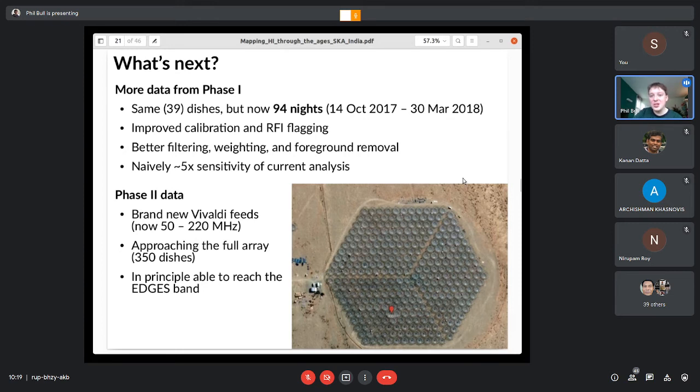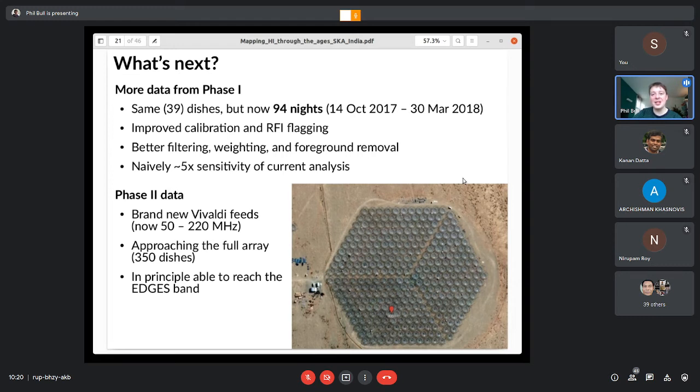And so you can see each dish here, and they're all hexagonally close packed, but with this break in the middle, which is just to give a bit more variation in the number of baselines of different lengths. And as you can see here, that's looking pretty complete now. You can just about see an outrigger dish there. So not all of these dishes have been instrumented yet, but we're well on the way to that. So I'm quite hopeful for the near future.